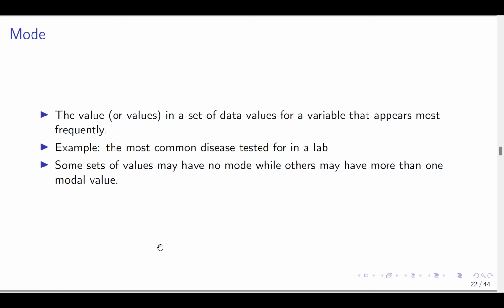So for example, we may have the most common disease tested for in a lab. Some data may not have a mode, others may have more than one mode. So if it happens that in your class, there are a number of people who are 25 years old, and it happens that those who are 24 years old is the same count, it means we have two modes of ages in your class. There can be cases where all values are just the same count. No number stands out as being the majority. In that case, that data set doesn't have any mode at all.